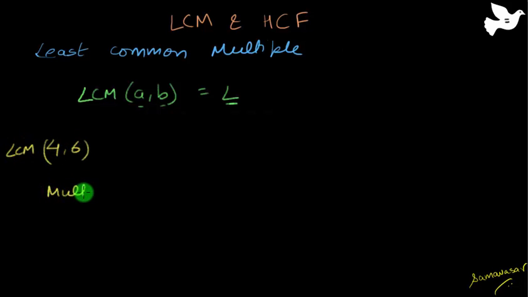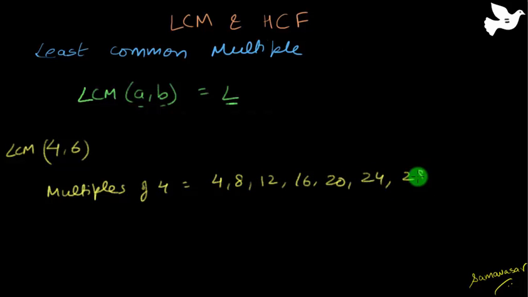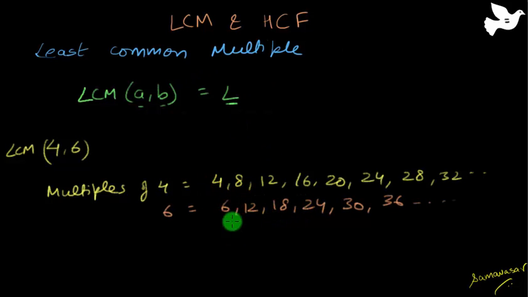Let me just list down the multiples, because we are talking about multiples here. Let me list down multiples of 4. That is going to be 4, 8, 12, 16, 20, 24, 28, 32, and so on. Similarly, if I list down the multiples of 6, that is going to be 6, 12, 18, 24, 30, 36, and so on.